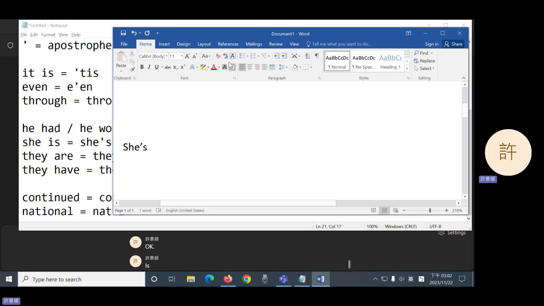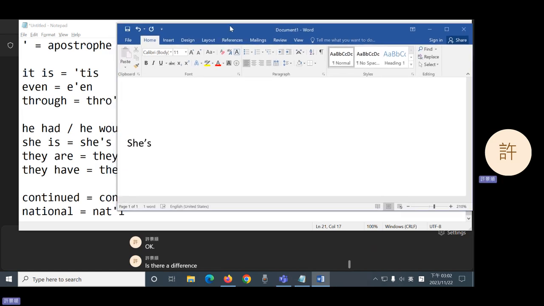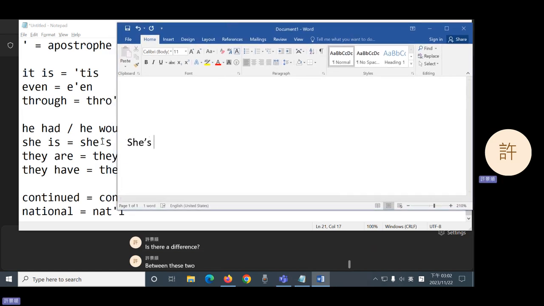Is there a difference between these two she's? Can you see a difference between these two she's? Okay, yes, so the capital letter. What else?